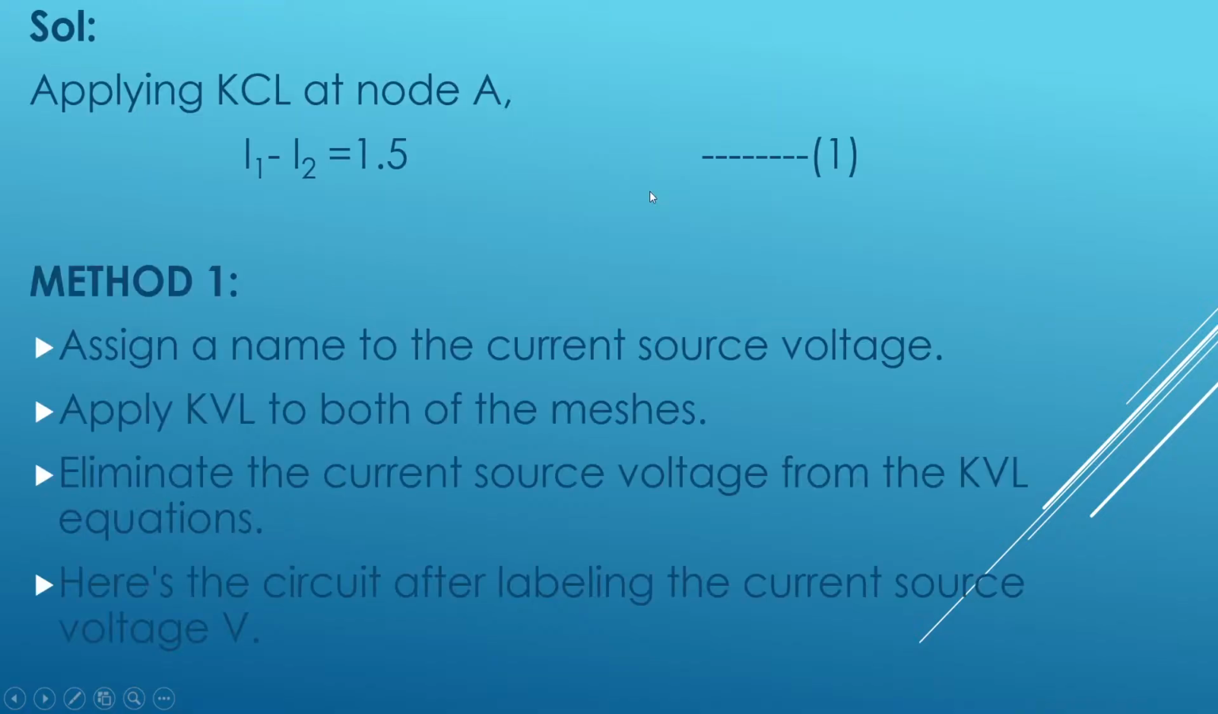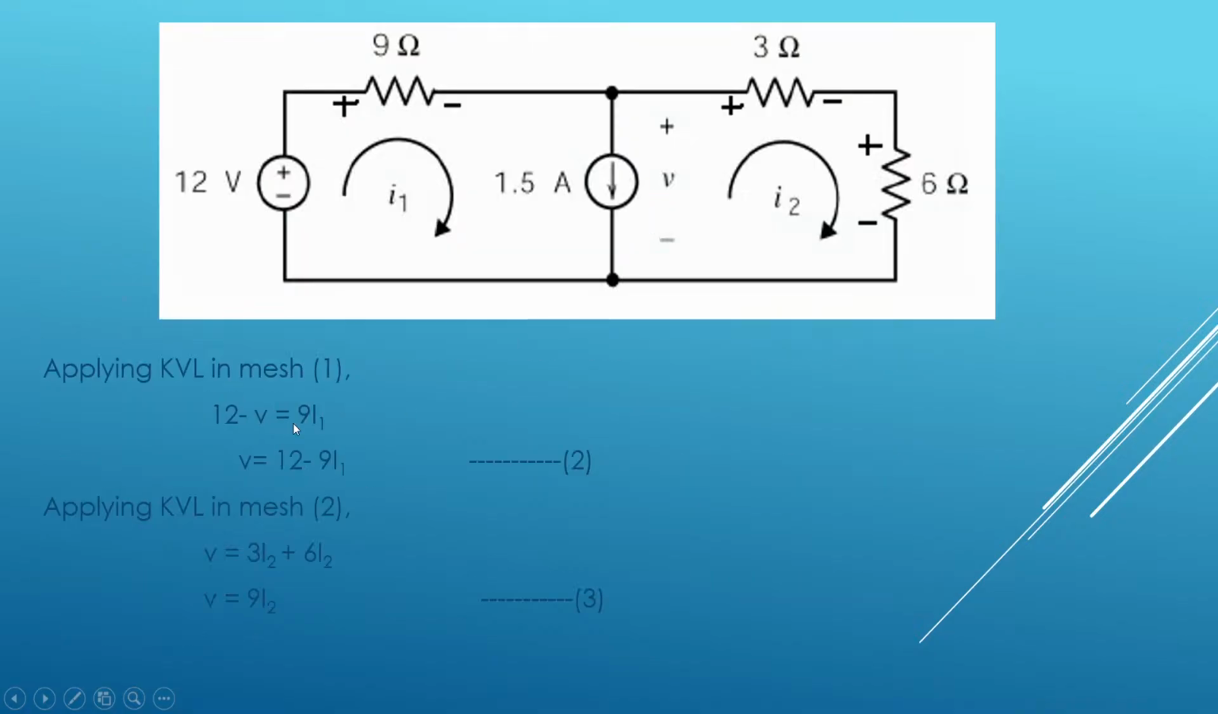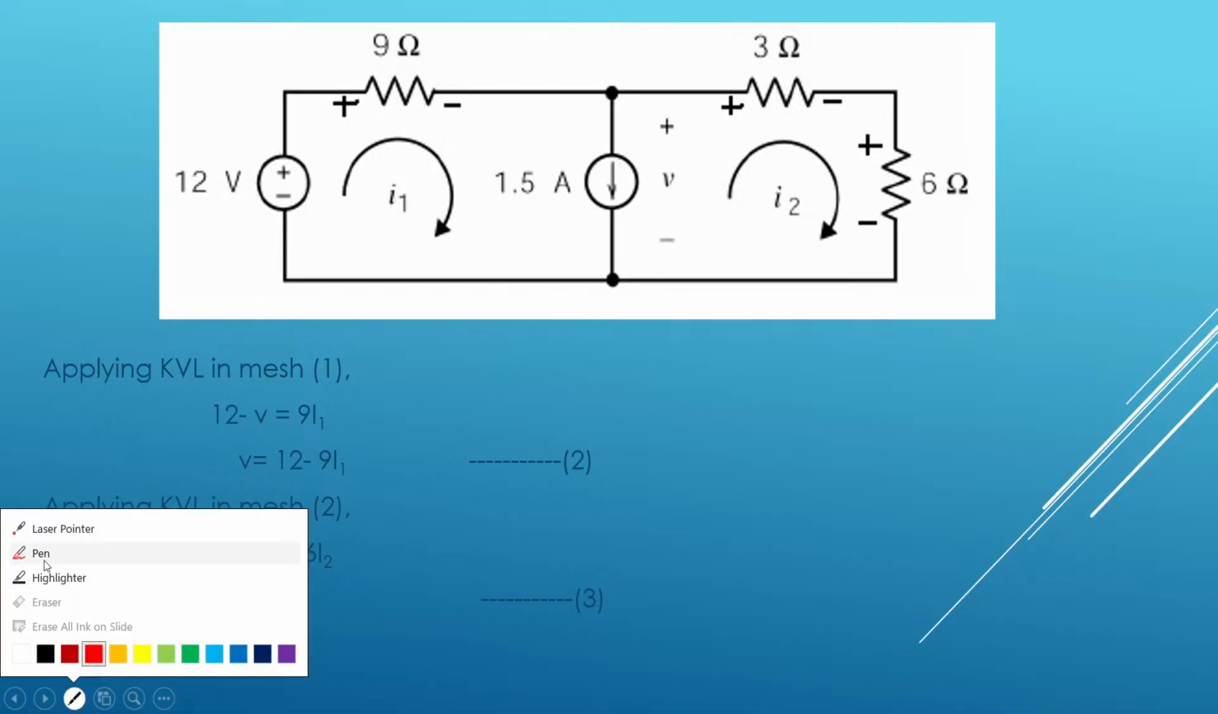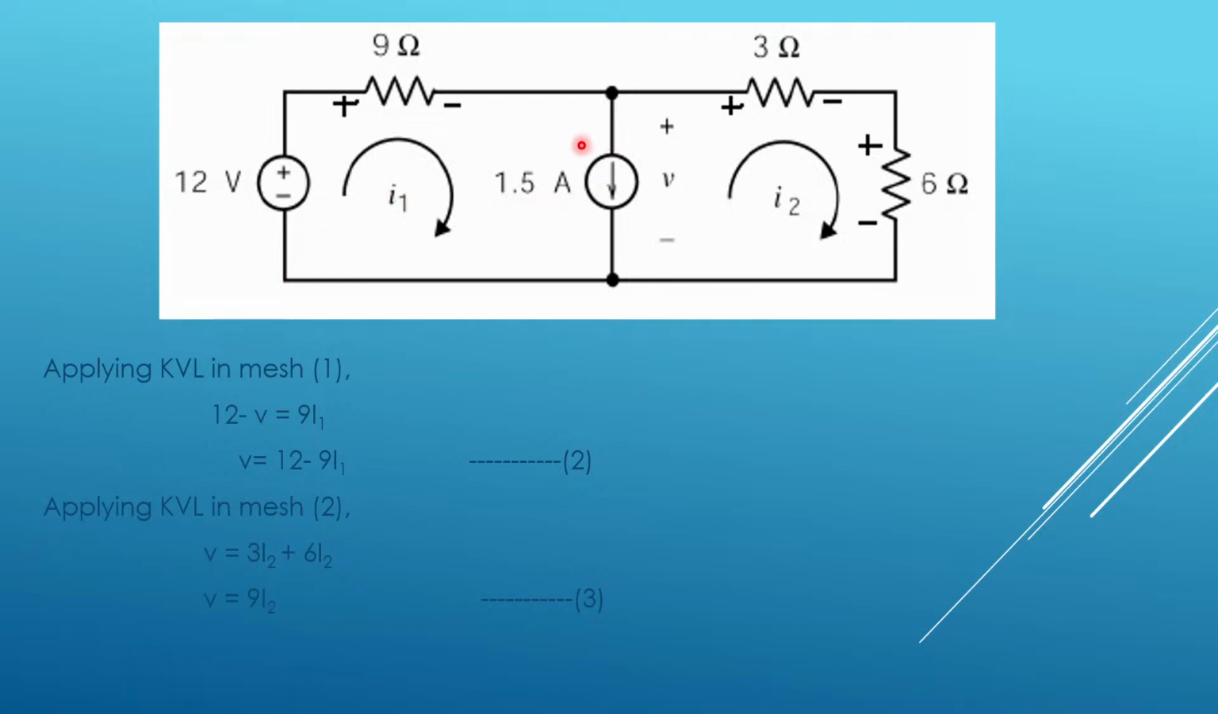So assuming voltage V across this current source, now let us apply KVL in this given circuit and write the KVL equations. Okay, so I have assumed the voltage across the current source as V. Now apply the KVL in loop 1 or mesh 1. I will write mesh 1 here so that it will be clearer to you. This is mesh 1. Okay, so apply KVL in mesh 1.